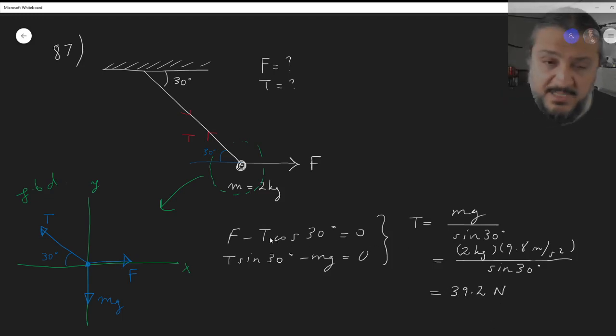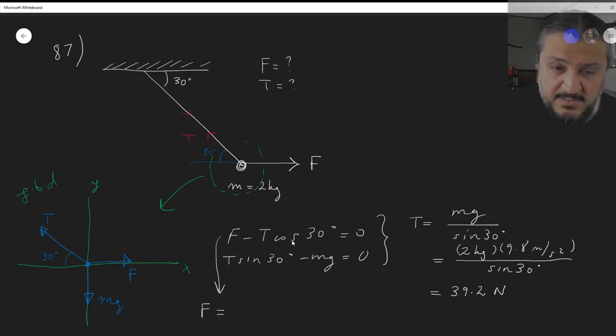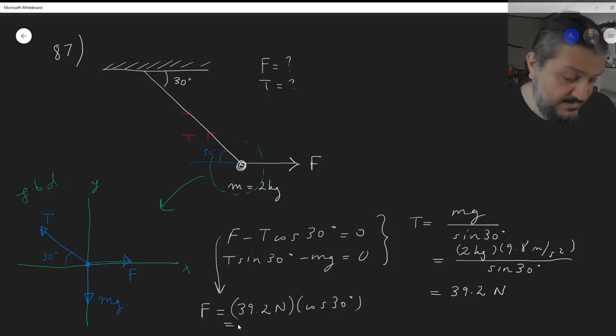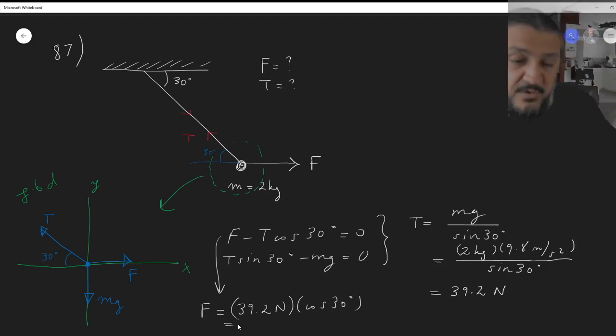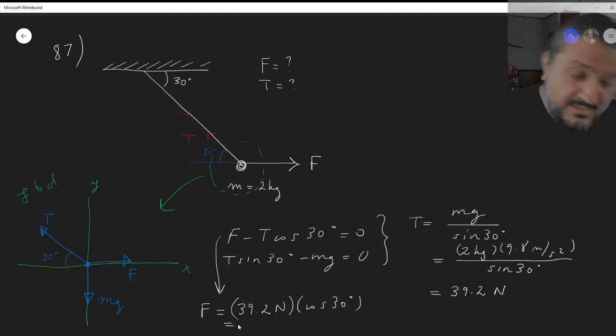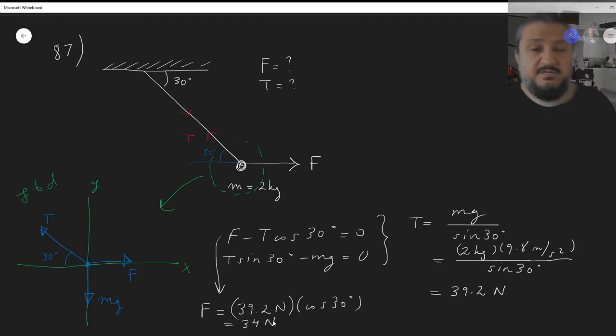And take that and plug it in the first equation, which will give you F now. T cosine 30. So 39.2 newtons times cosine 30, that is 33.9. 33.948, that's going to become around 34 newtons. Okay.